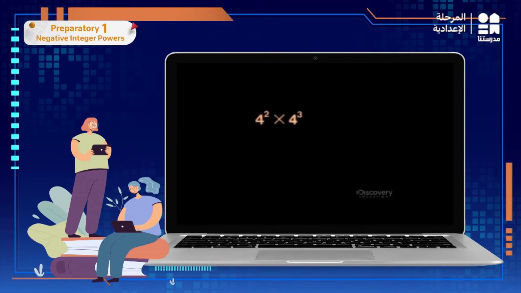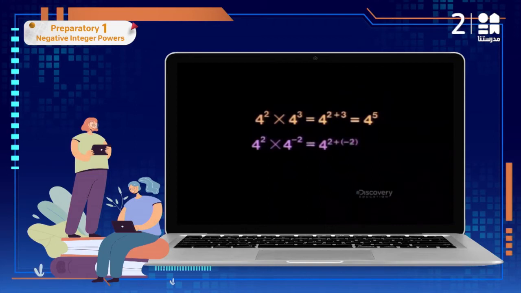When we multiply two numbers with the same base, all we have to do is write down the base and add the exponents. Let's try it with one of these negative exponents. Suppose we multiply 4 to the power 2 and 4 to the power negative 2. The base is the same, so we write it down and add exponents. 2 plus negative 2 is 0. So the product we're after is 4 to the 0 power, or 1.